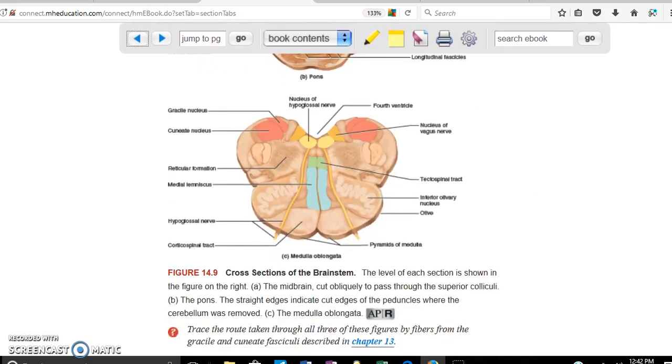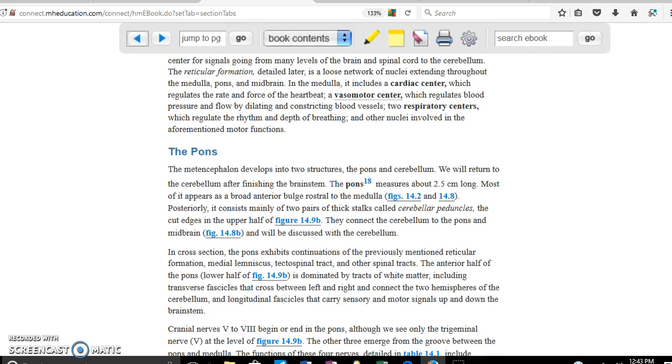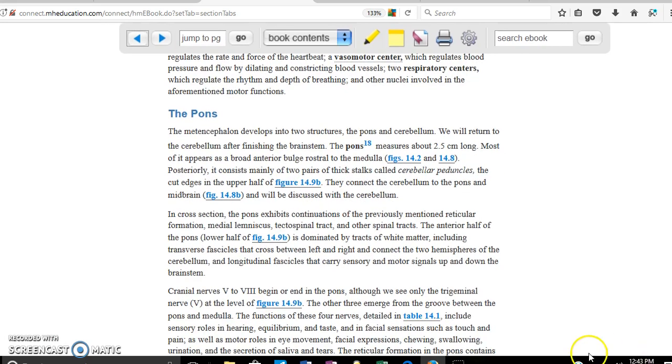So if we keep scrolling down, we can go to the pons. In the pons, we said that we're going to have cranial nerves from number 5 to number 8. So then number 8 is vestibulocochlear. So that one is for hearing, for equilibrium. Number 5 is trigeminal. Number 7 is facial. That has to do with the sensations in your face. Number 6 is abducens, which is eye movement.